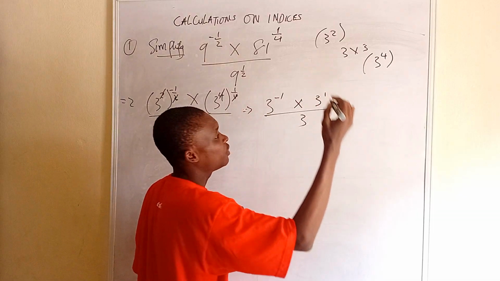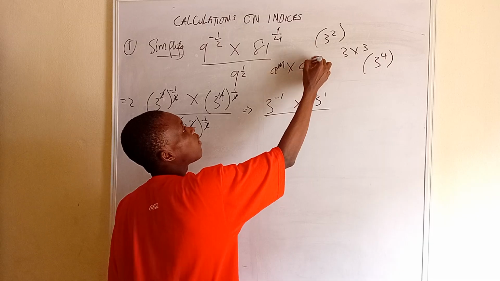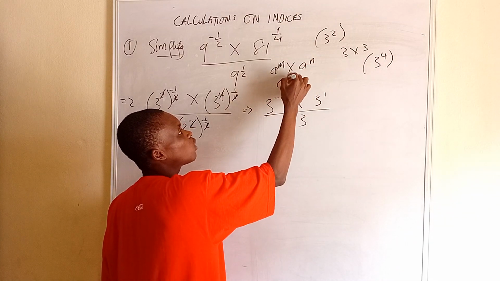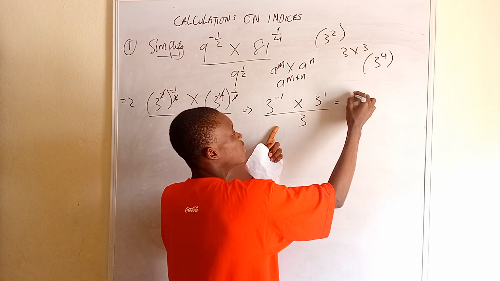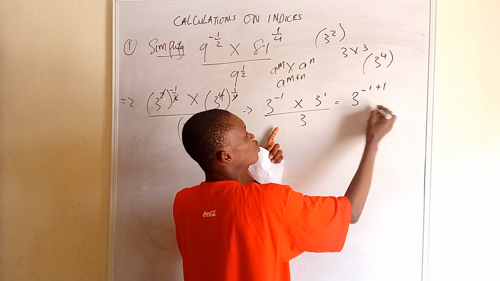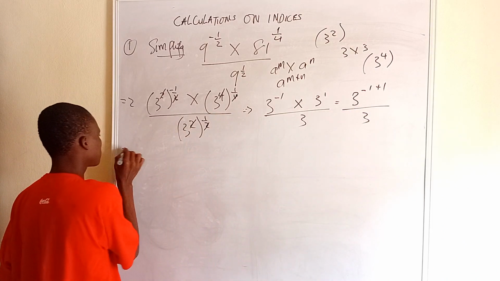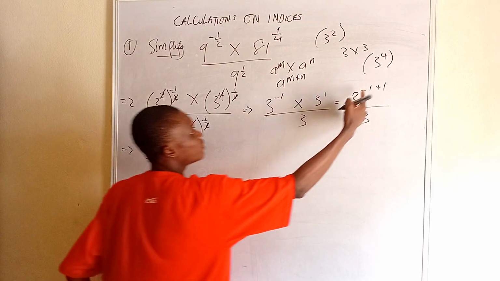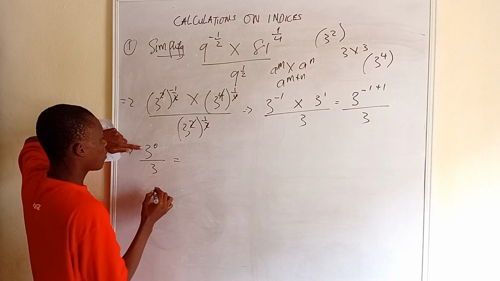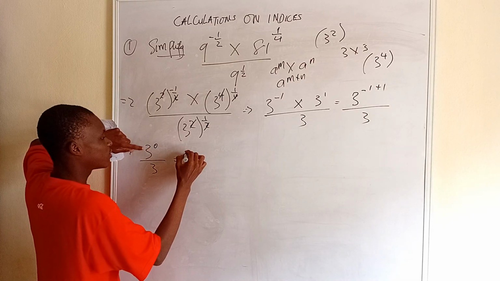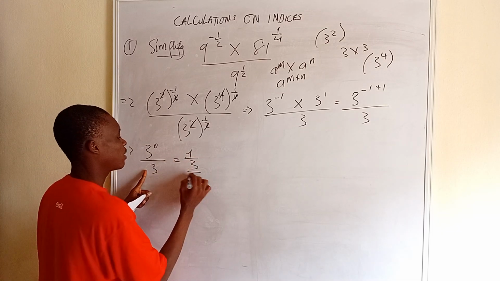Let's apply the multiplication law of indices: whenever we are multiplying, if we have a to power n times a to power m, and the bases are the same, we take one of the base and add the powers. So let's apply that here. This is 3 to power negative 1 plus 1, divided by 3. Negative 1 plus 1 is 0, so we have 3 to the power of 0, which is 1, divided by 3. It's giving us 1 over 3 as our answer.